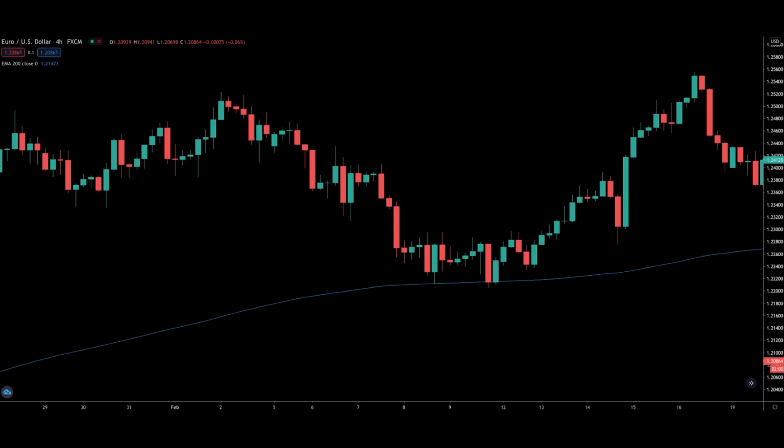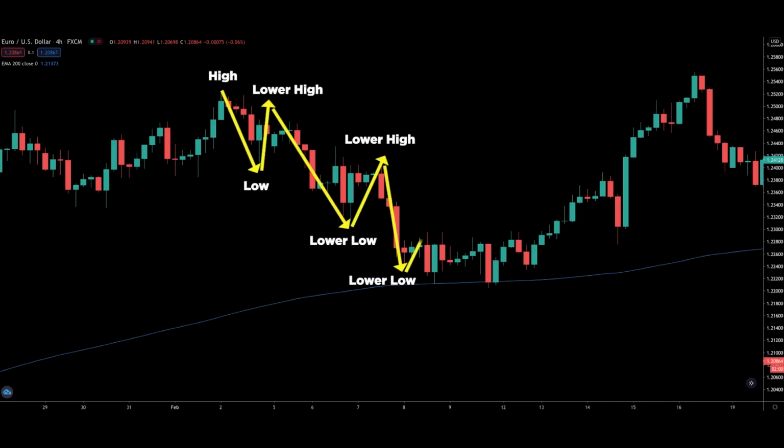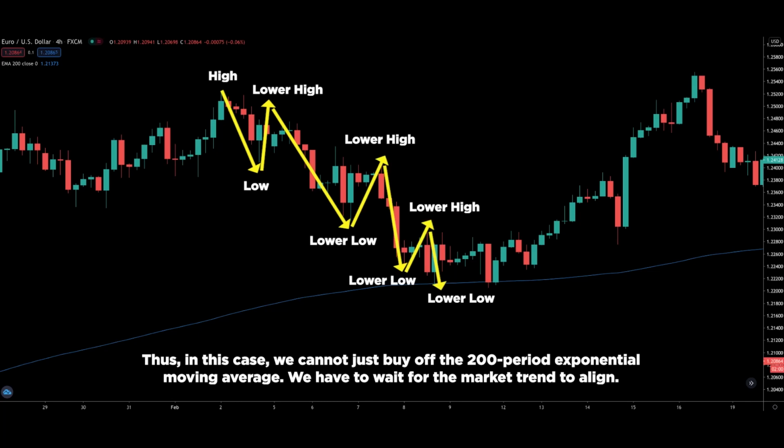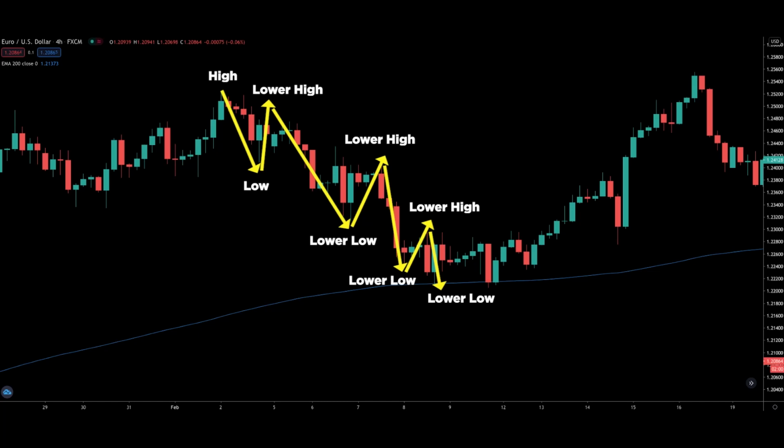If we zoom in on the charts and look, price is indeed making a series of lower lows and lower highs as it retraces to the 200-period exponential moving average. Thus, in this case, you cannot just buy off the 200-period exponential moving average. We have to wait for the market trend to align.